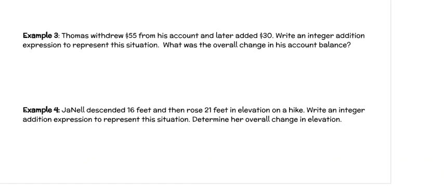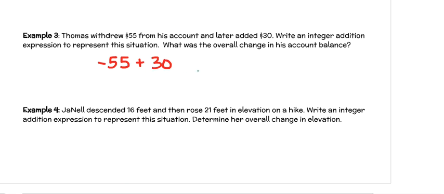So Thomas withdrew $55 from his account and later added $30. Write an integer addition expression to represent the situation. What was the overall change in his account balance? So he withdrew $55. What does that mean? That means you're taking something out of your bank account, so that 55 is going to be negative. And then later added 30, so he's adding 30 to this. And that's your actual integer operation.